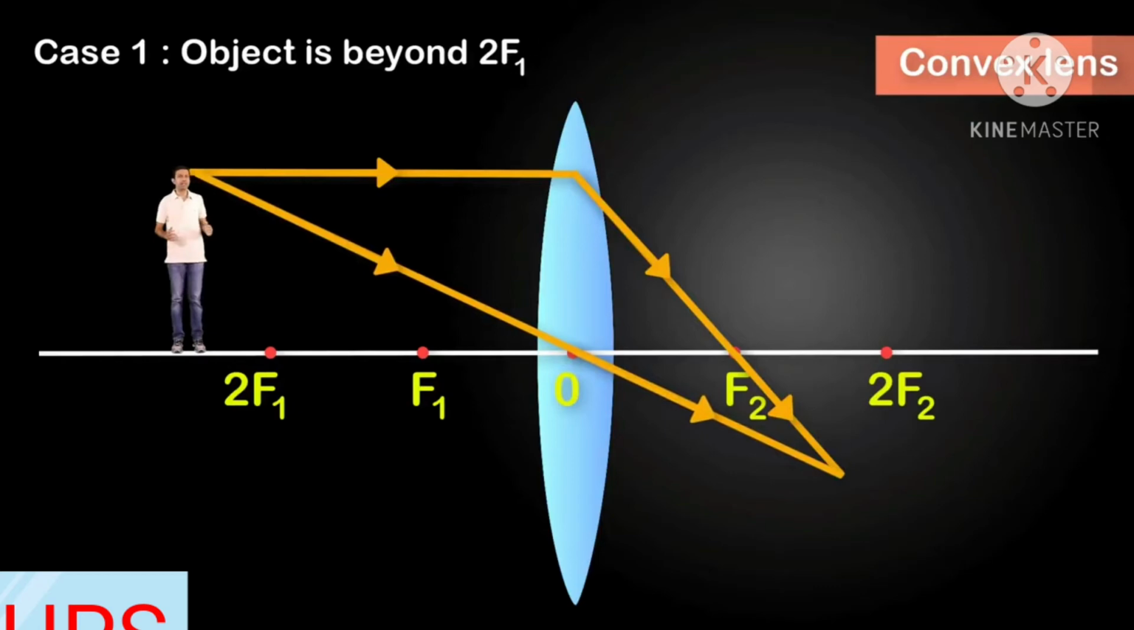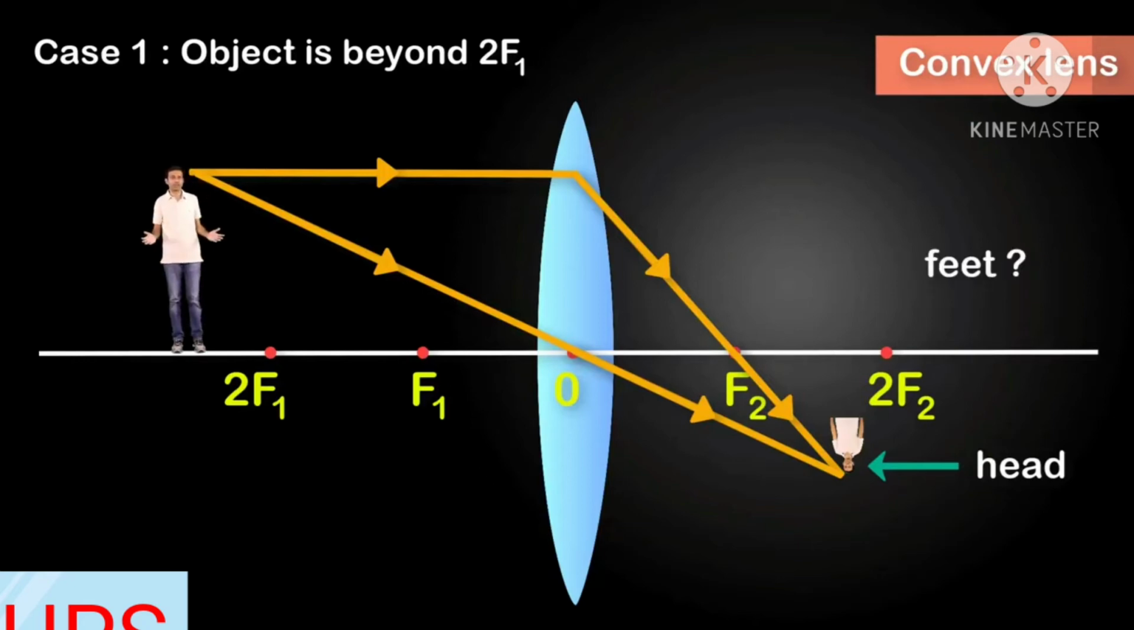So what does the intersection of these two refracted rays represent? That's right, the image. It's the image of the head. Where is the feet of the image? It's on the principal axis. So you don't need to draw the light rays for the bottom of the image. Simply extend from the top of the image to the principal axis and we get the bottom of the image.